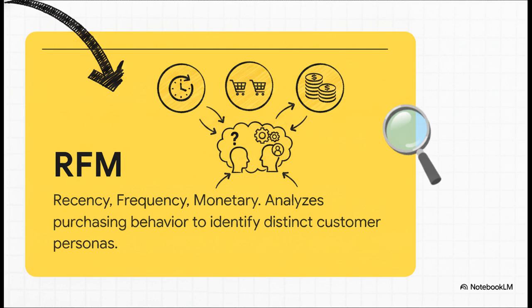Recency looks at how recently a customer bought something, frequency measures how often they buy, and monetary value, that just looks at how much money they're spending. By analyzing these three specific metrics, the workflow identifies very distinct customer personas. It completely shifts the focus from who the customer is to how the customer actually acts.